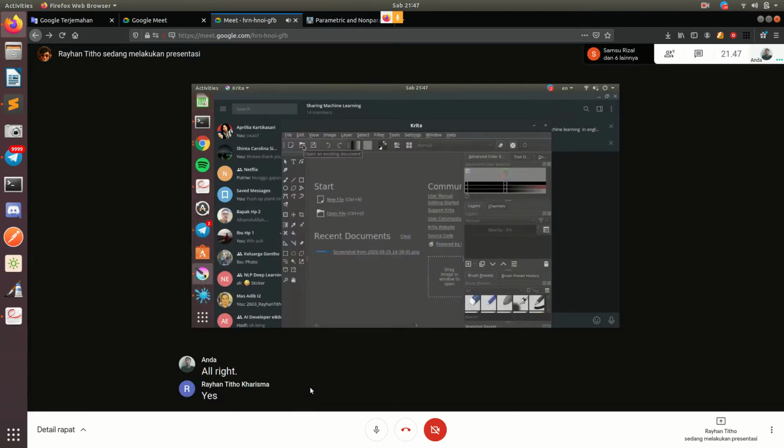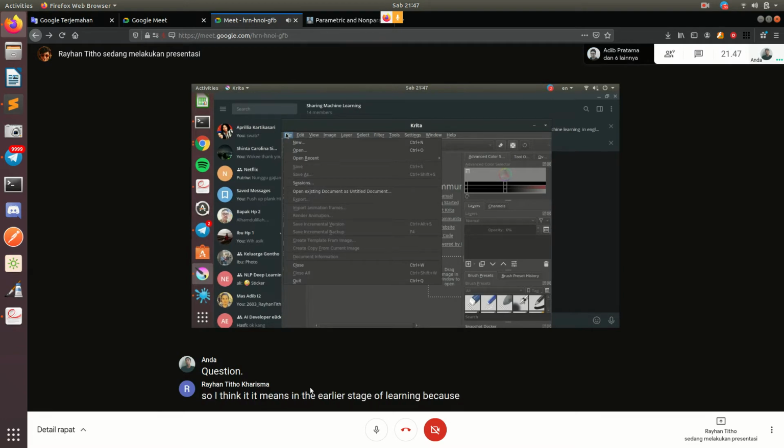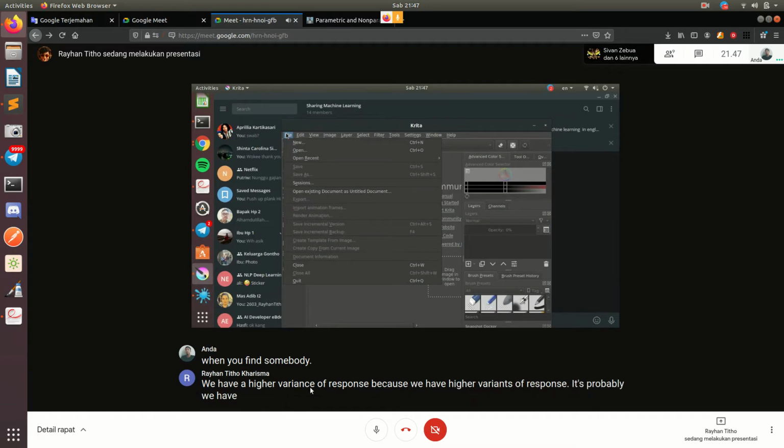Right. Yes, but I understand that. But the thing is, how do you avoid the overfit? I think it means in the earlier stage of learning, right? Because when the difference of error is higher, it's like a chain reaction. When the variance of error is higher, we have a higher variance of response. Because we have higher variance of response, it's probably we have a higher variance of data.